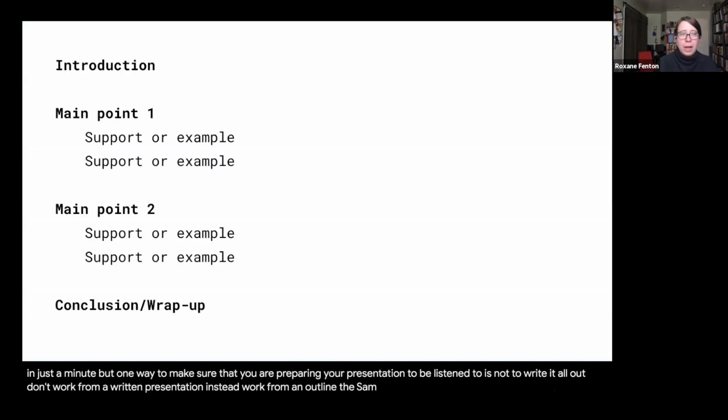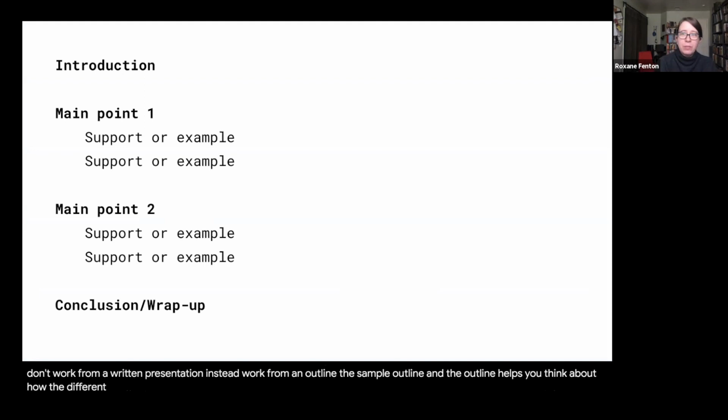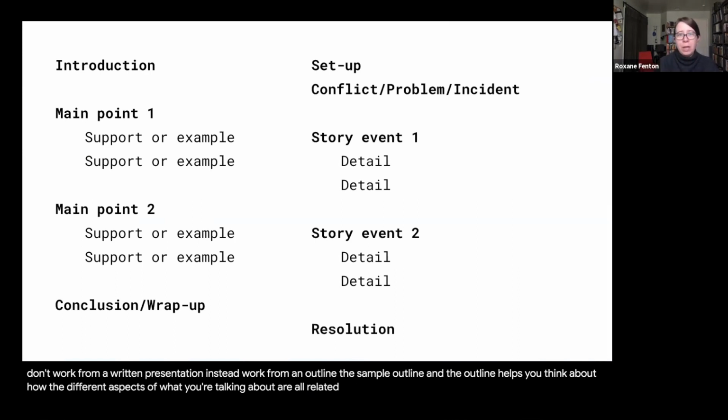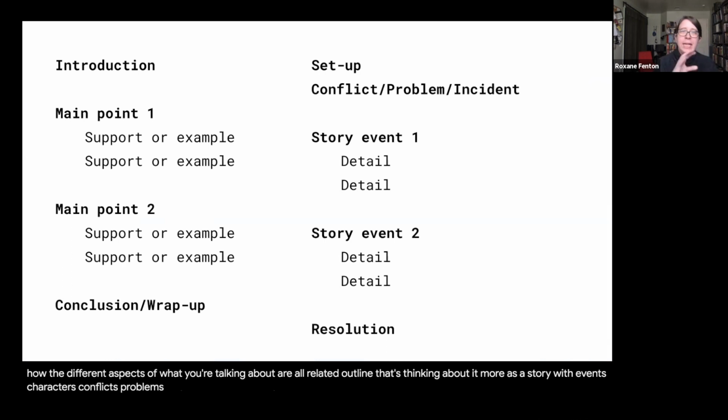There's a sample outline. And the outline helps you think about how the different aspects of what you're talking about are all related. Here's a different outline that's thinking about it more as a story with events, characters, conflicts, problems. In any case, this is an ongoing process.